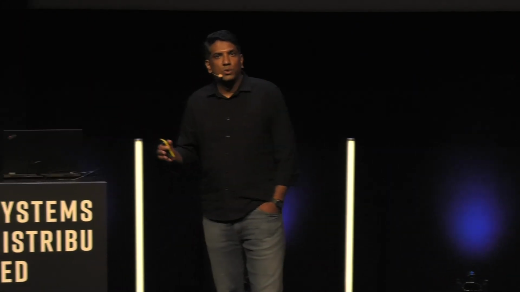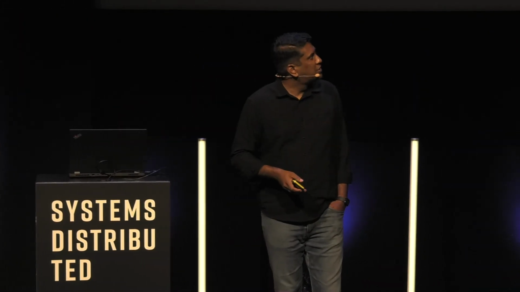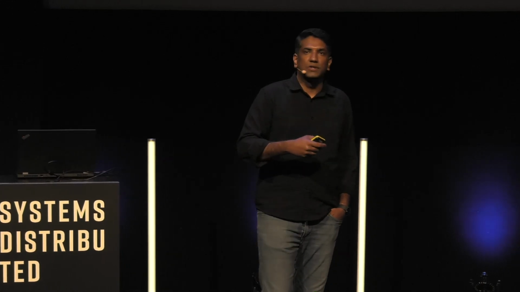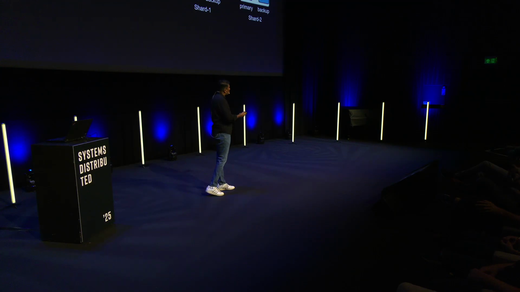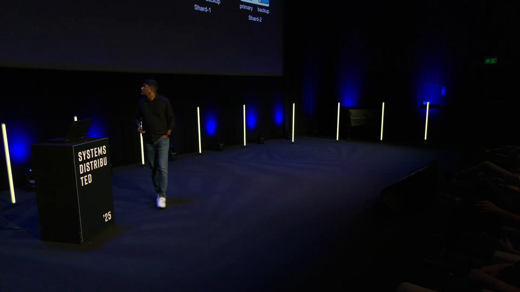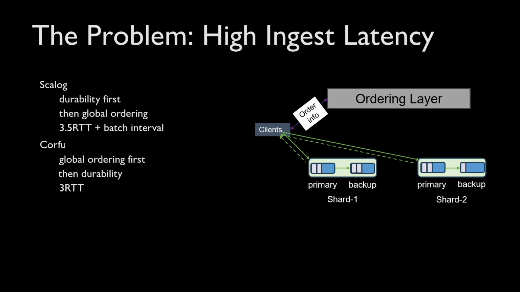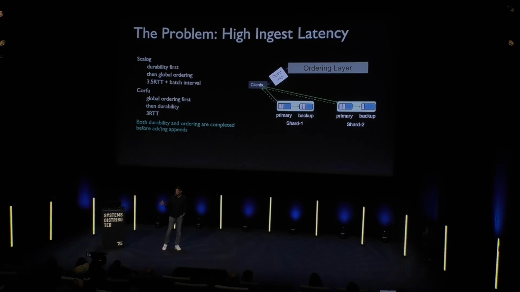There's another way of doing this, which reduces the latency a little bit: instead of doing the durability first, you do the ordering first. There is an implementation called Carfu. What Carfu does is the clients first talk to the ordering layer to determine the order, and then they use that order to replicate the data to the shards. This alleviates the problem a little bit. It reduces it to 3 round trips. It's still not great. But one thing you have to observe here is that by the time the append completes, the records are both durable and ordered.